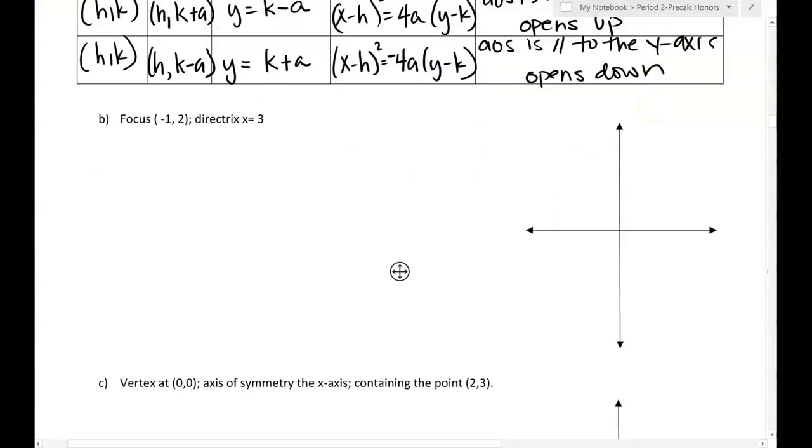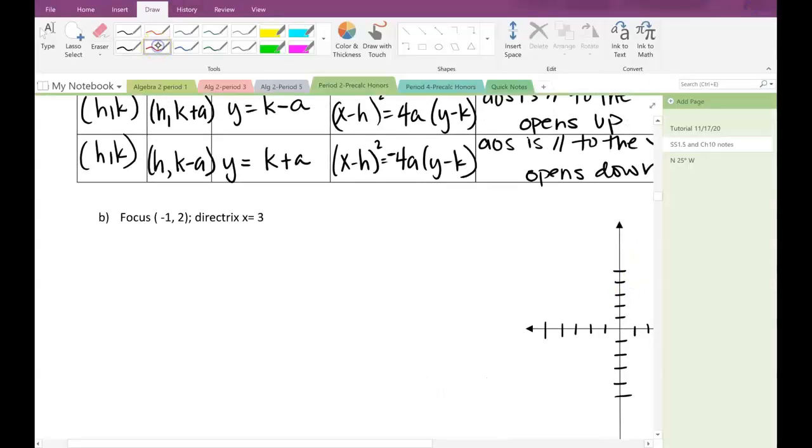Okay, so let's make some tick marks. 1, 2, 3, 4, 5. All right. Let's plot. Ready?